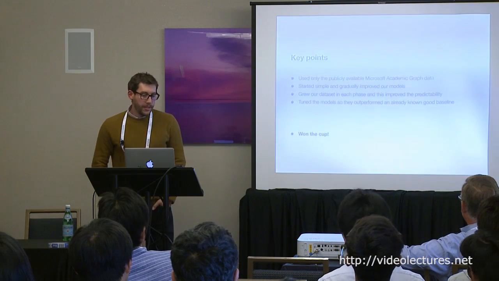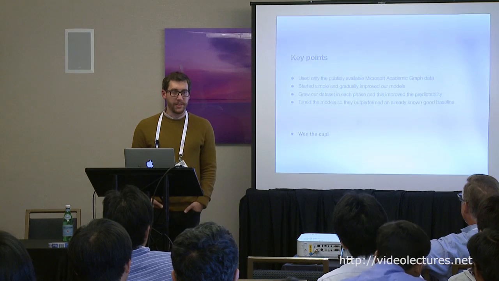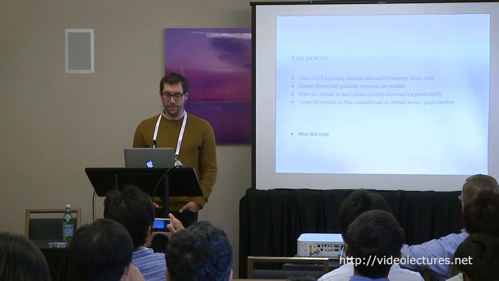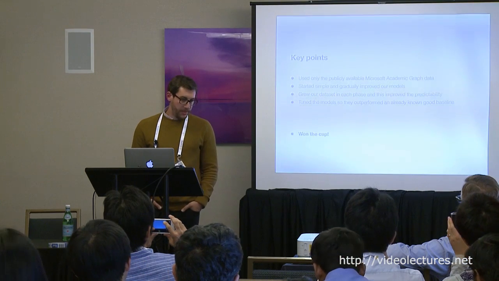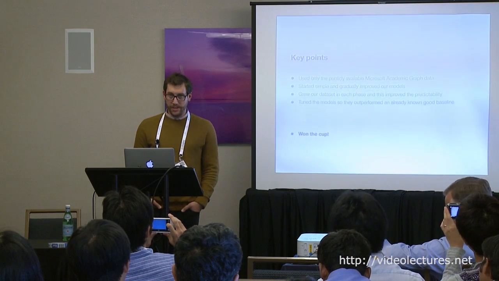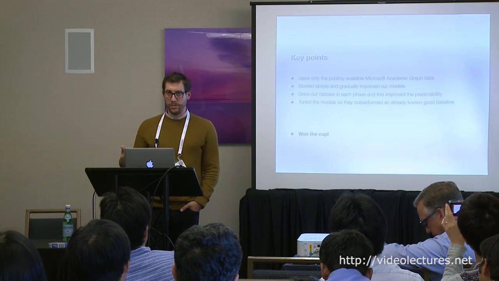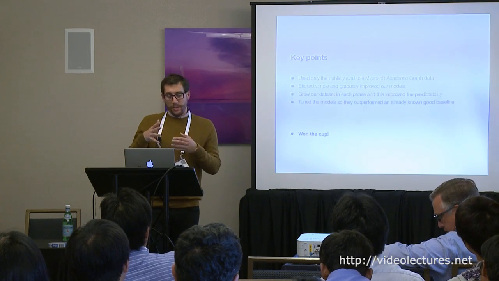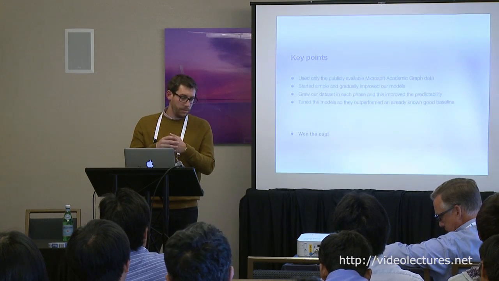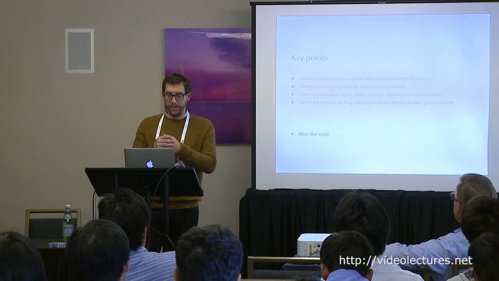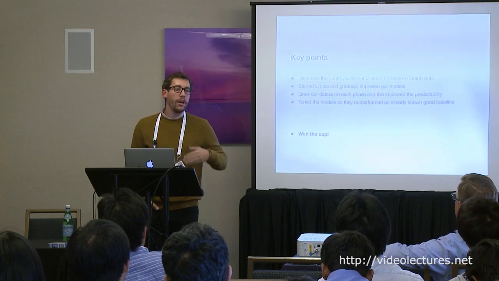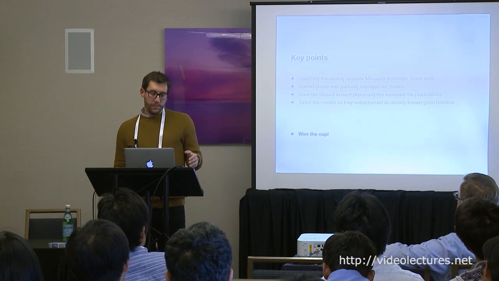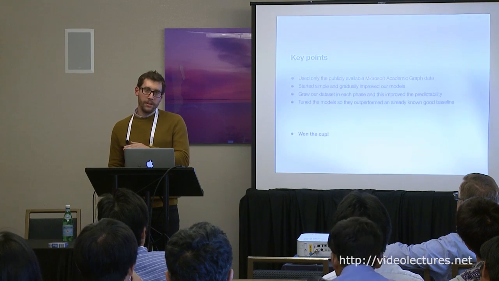So the key points: we only used the data from the Microsoft Academic Graph. We didn't crawl or use any other data sources. We started simple. We set up a baseline, and then we started to gradually improve our models phase by phase. We grew our data set in each phase once we settled on some models, and this actually improved our predictability. And finally, we tuned the models so that we could always outperform the baseline.